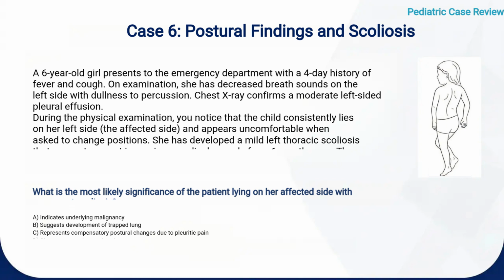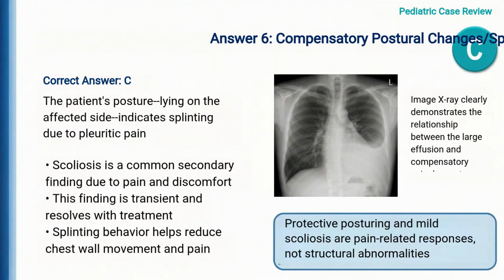What is the most likely significance of the patient lying on her affected side with new-onset scoliosis? Option A, indicates underlying malignancy. Option B, suggests development of trapped lung. Option C, represents compensatory postural changes due to pleuritic pain. Option D, shows progression to chronic empyema. The correct answer is option C, compensatory postural changes due to pleuritic pain.